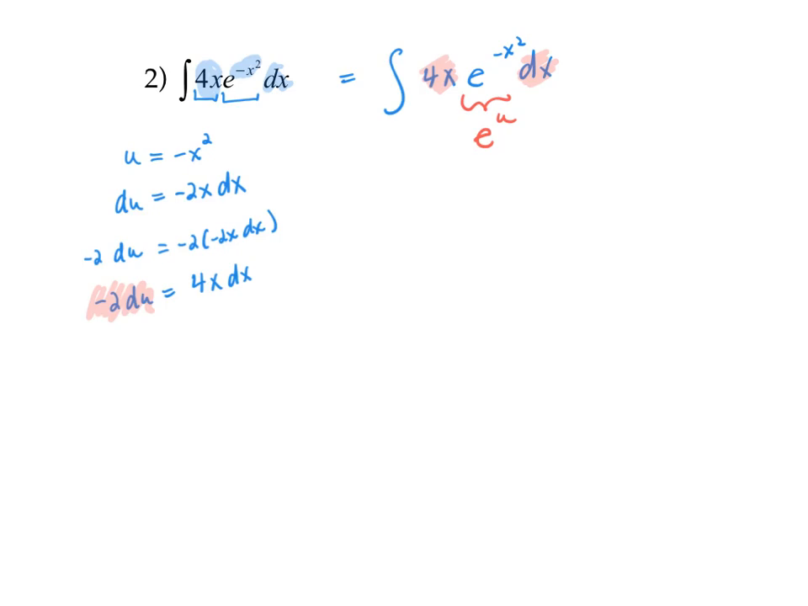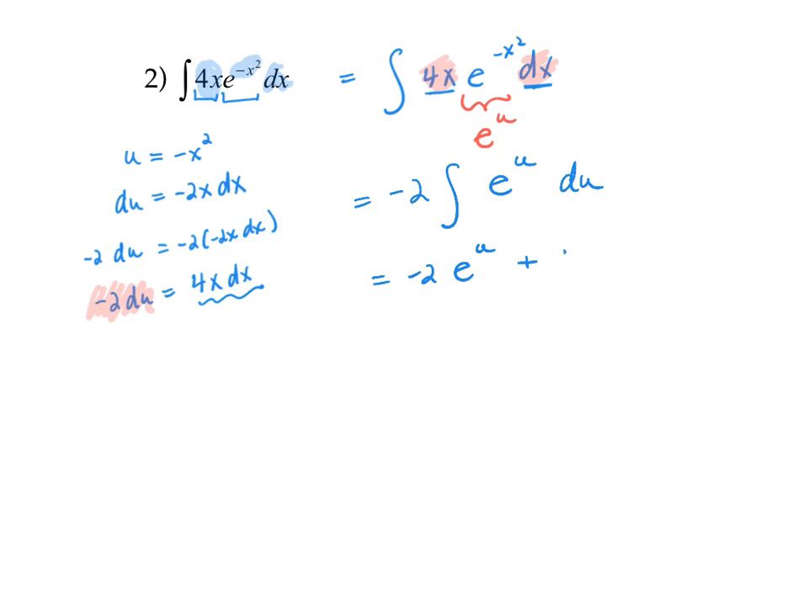Okay, so let's do all that substitution. Remember that 4x and dx are being replaced by negative 2. Don't forget your integral sign, du. So that took care of this and this. And then we have e to the u. All right, we're taking the antiderivative of e to the u, which will just give us e to the u.